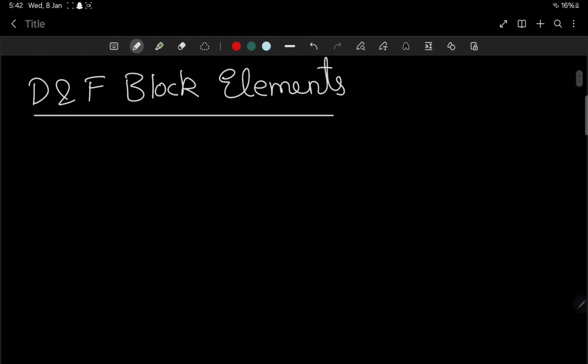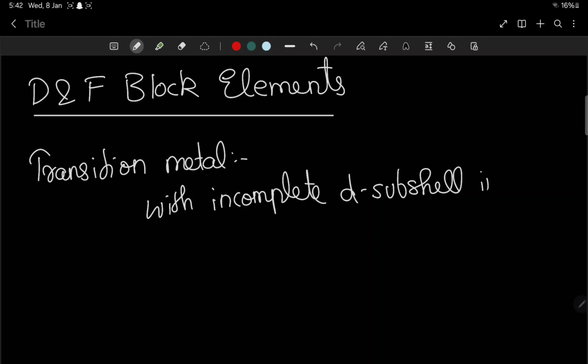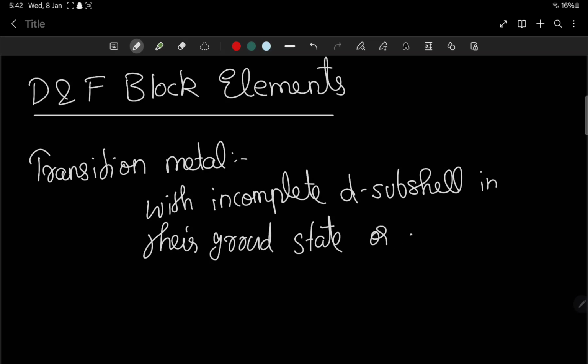First of all, they are telling what are transition elements and what are inner transition elements. First of all, what is a transition metal? Elements with an incomplete d subshell in their ground state or in any of their common oxidation states.